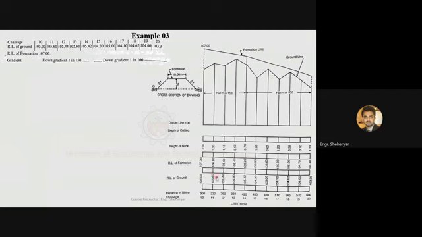Then in this row, they have mentioned the reduced level of the ground at each chainage, which is given to us 105, 105.6, 105.44, 105.9, and so on.